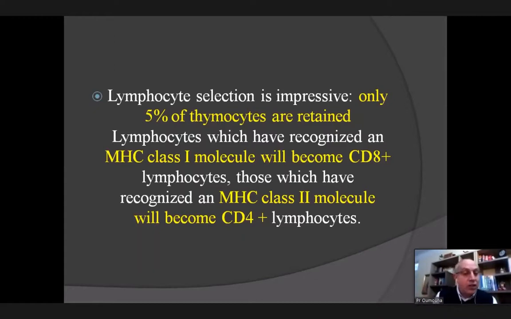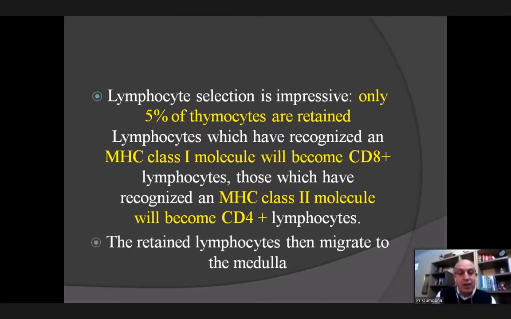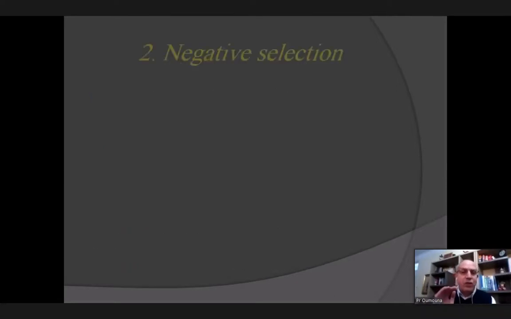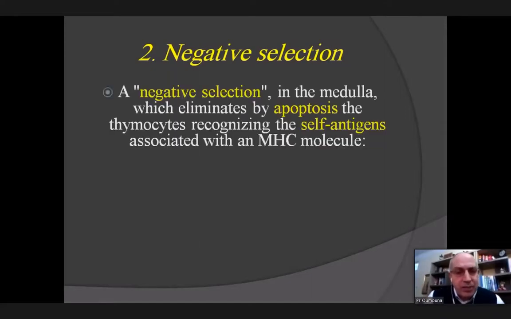Is it done? No. They will be asked the second question: are you capable of recognizing the epitope, the antigen, on those MHC class molecules? The retained lymphocytes migrate to the medulla. That's why we said lower density, negative selection. The 5% will be exposed to a negative selection in the medulla, which eliminates by apoptosis the thymocytes recognizing self-antigen.